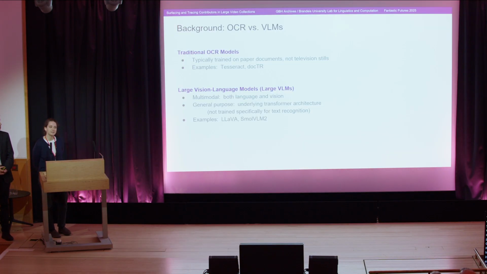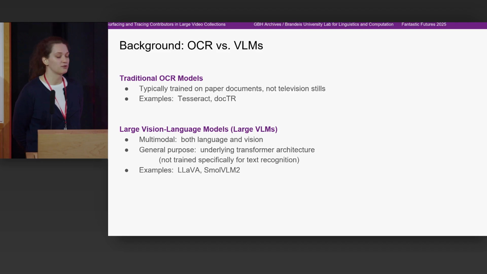Okay, so for this experiment, we are comparing traditional OCR models, namely Tesseract and DocTR, which are models that were trained primarily on documents, white backgrounds, black text, to large vision language models, which are not trained specifically for the OCR task, but are more general purpose and have shown generalizability to OCR.